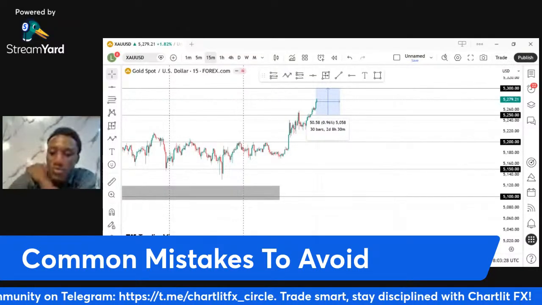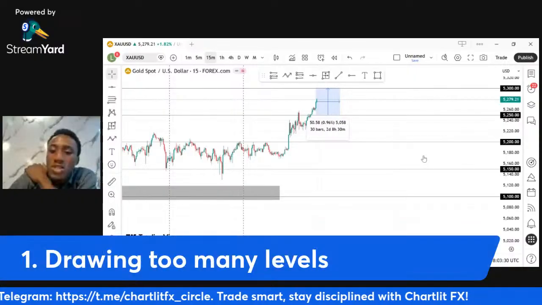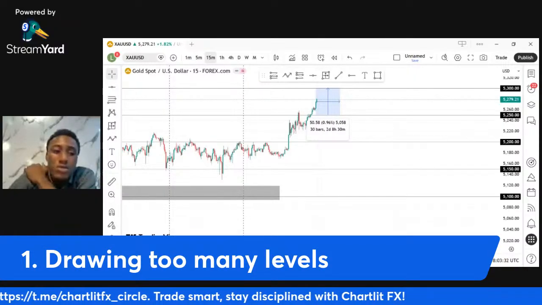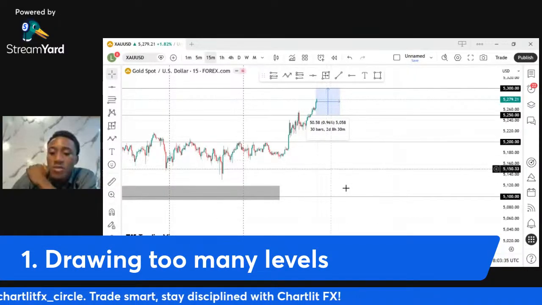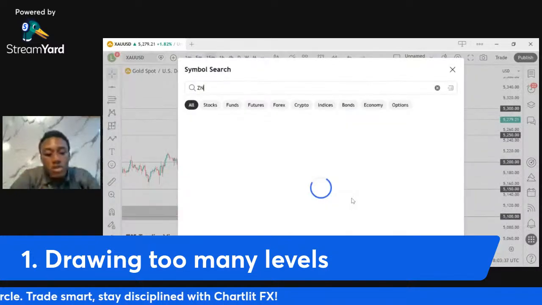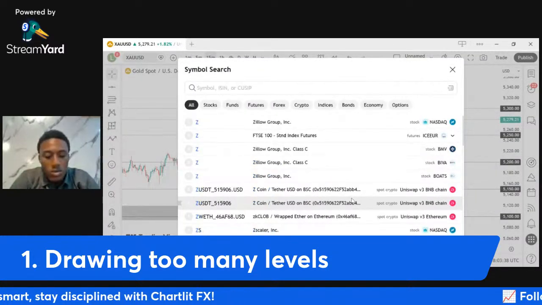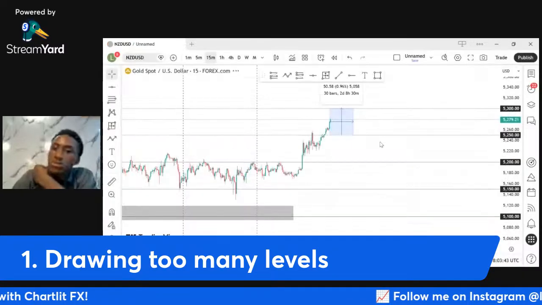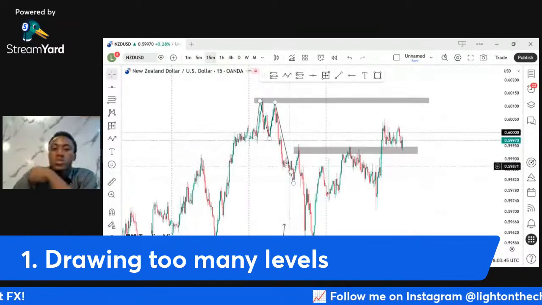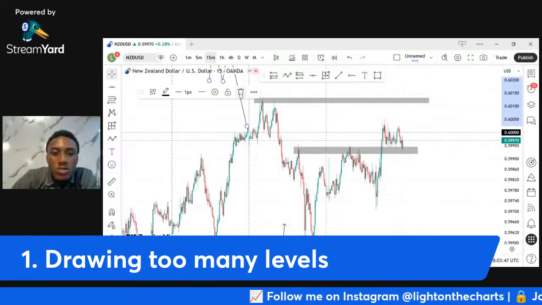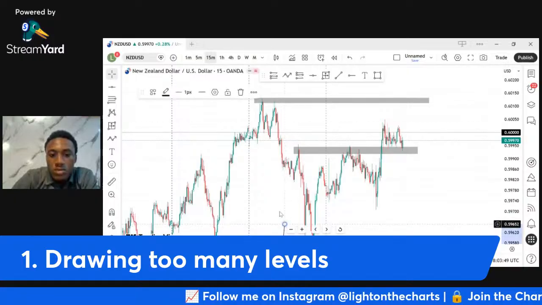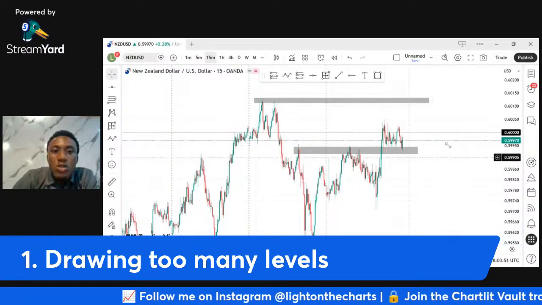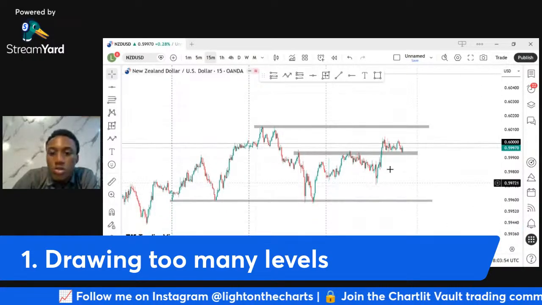Now, number one common mistake is drawing too many levels. This is what beginners do. They draw too many levels. Like, let's go back to NTT USA. Let me clear up the stuff. They don't know the value of key levels, right? They don't know the criteria that makes key levels.